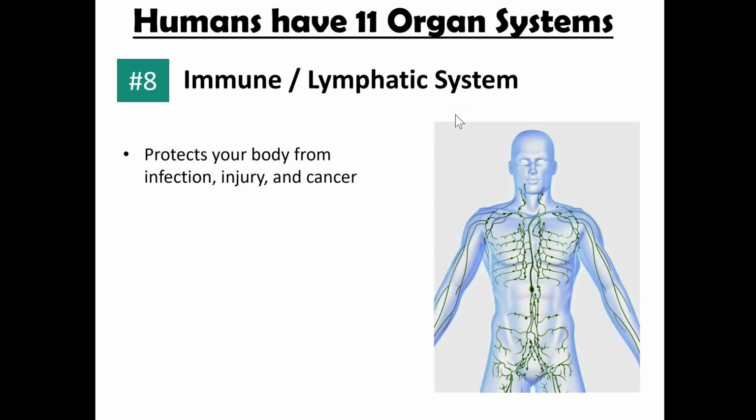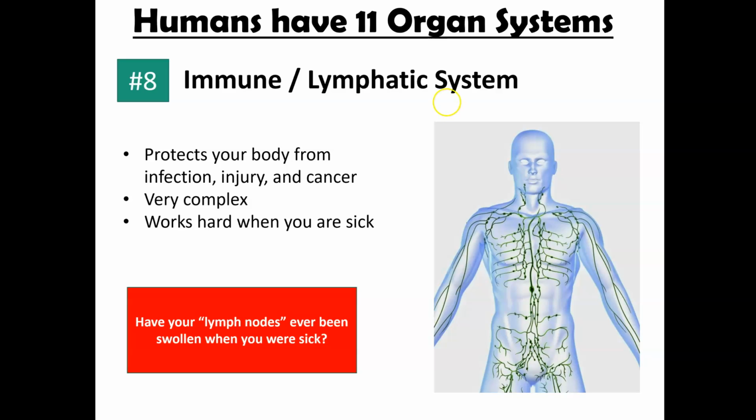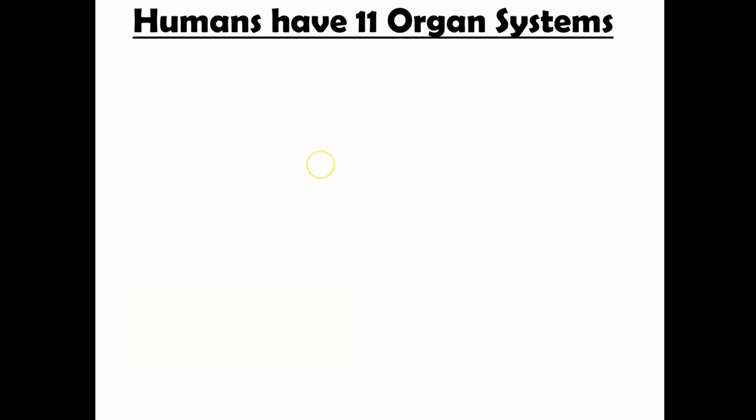Number 8, the immune or lymphatic system. It basically protects your body from infection, injury, and cancer. It's a very complex system. It works very hard when you're sick. For example, you have swollen lymph nodes. These are your lymph nodes right here. The doctor will feel for those to see if there's an infection, because they become inflamed and swollen when you are sick and your immune system is reacting.